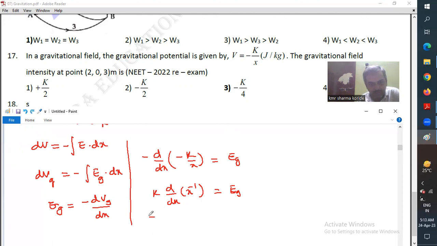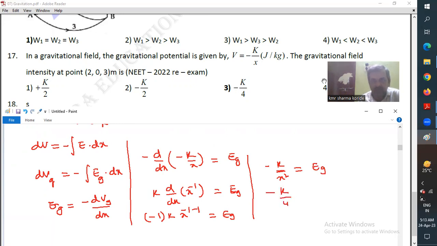This is going to be minus 1 with k and x to the power of minus 2 is equal to Eg. This can also be written as minus k by x square. So we need to substitute the x value as 2, because you don't have any other variable. If x is equal to 2, x square becomes 4. So k by 4 is the answer. The third option is correct.